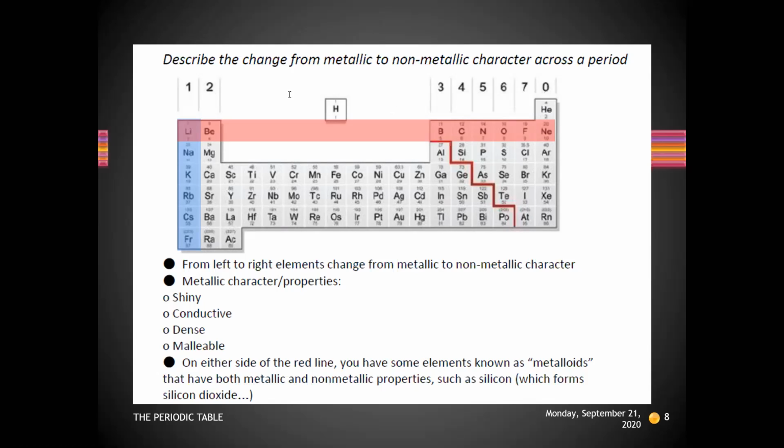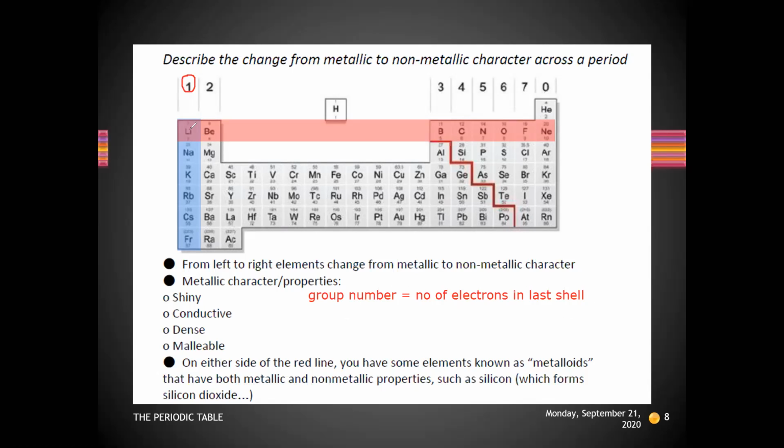So what does the group number represent? The group number shows the number of electrons in the last shell. So how many electrons are there in the last shell? That is known as the group number. For example, this is group 1.